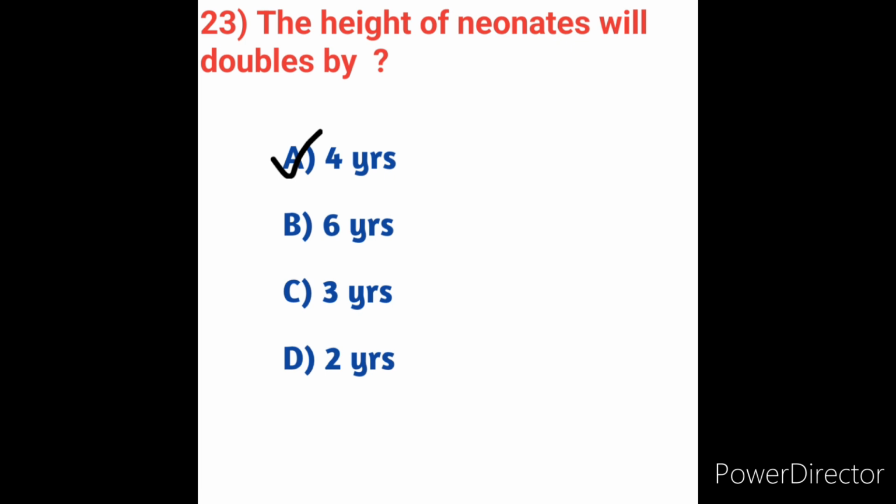In some books it will be 5 years, but the normal height of neonates doubles by option A, 4 years. Here option A is the correct answer.